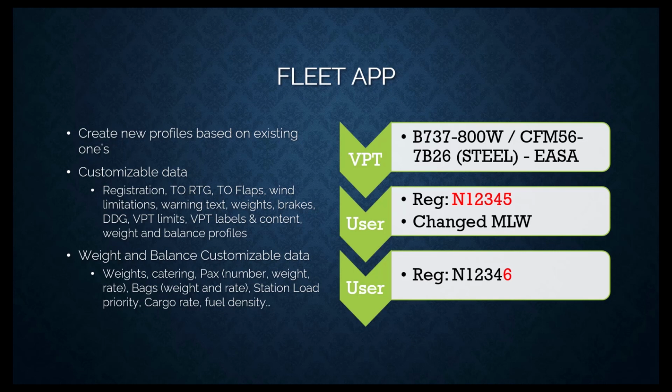You can change the station load priority, so you can ask to allow the forward hold first or the aft hold first. You can change the cargo rate, fuel density, and so on. The list just goes on. You can actually make a lot of changes there, especially in the Pro version, where you can really, let's say, import some text straight away, so you'll be less limited.